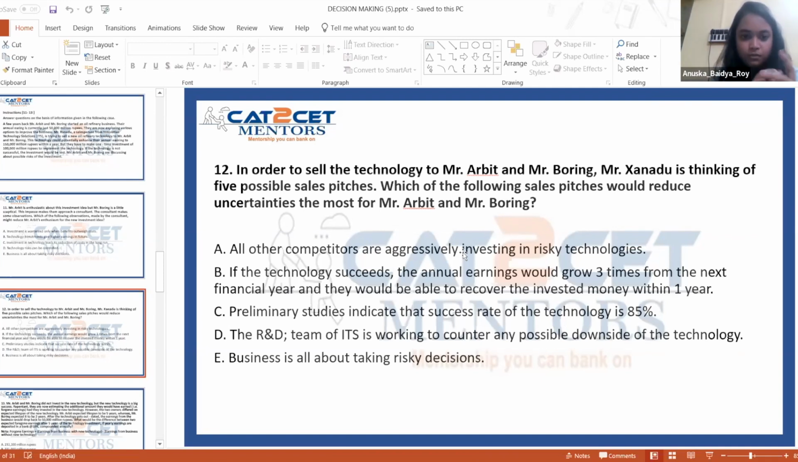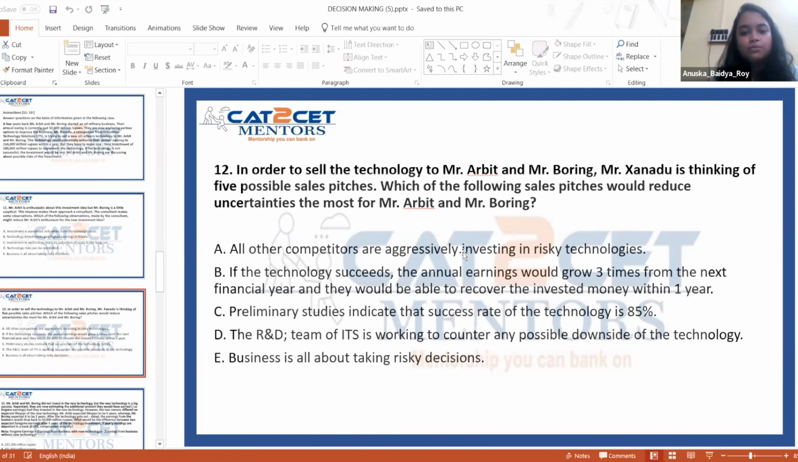B, if technology succeeds, the annual earning would grow 3 times from the next financial year, and they would be able to recover the invested money within 1 year. Maybe a good option. Maybe we can convince them that if this succeeds, you will grow a lot, and within 1 year you will be getting back your money. Okay, fine. B sounds like a good option. We keep it on hold. Obviously better than A, so we keep it on hold.